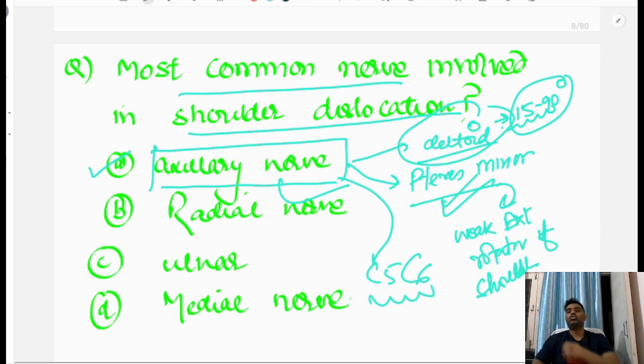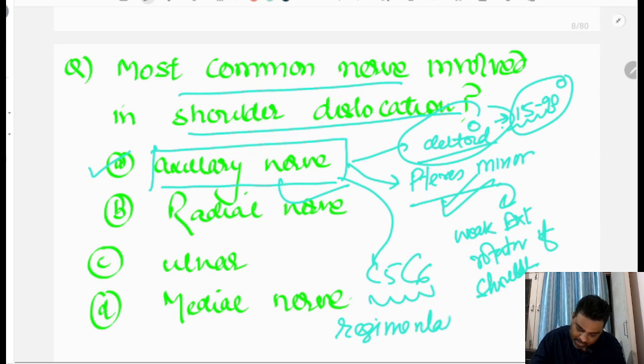Now they can show you in a diagram that after anterior dislocation of the shoulder, a nerve is damaged and there is loss of sensation from this area of the shoulder. What is the sign known as? The sign is regimental badge sign. Regimental badge sign is involved in axillary nerve. Okay.